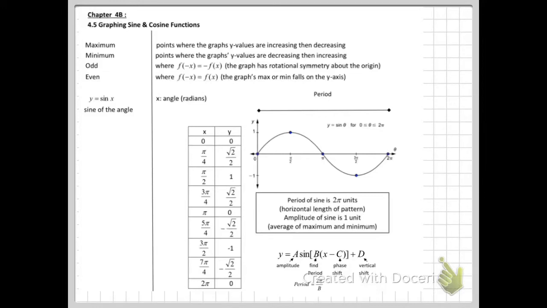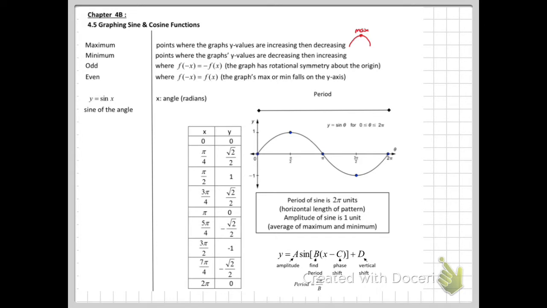Okay, section 4.5, graphing sine and cosine. So there are some definitions at the top. A maximum is a point where the graph's y values are increasing and then decreasing. So the values are going up, and then they're going down. The maximum is the top of a hill. That's how we'll probably talk about it in class.